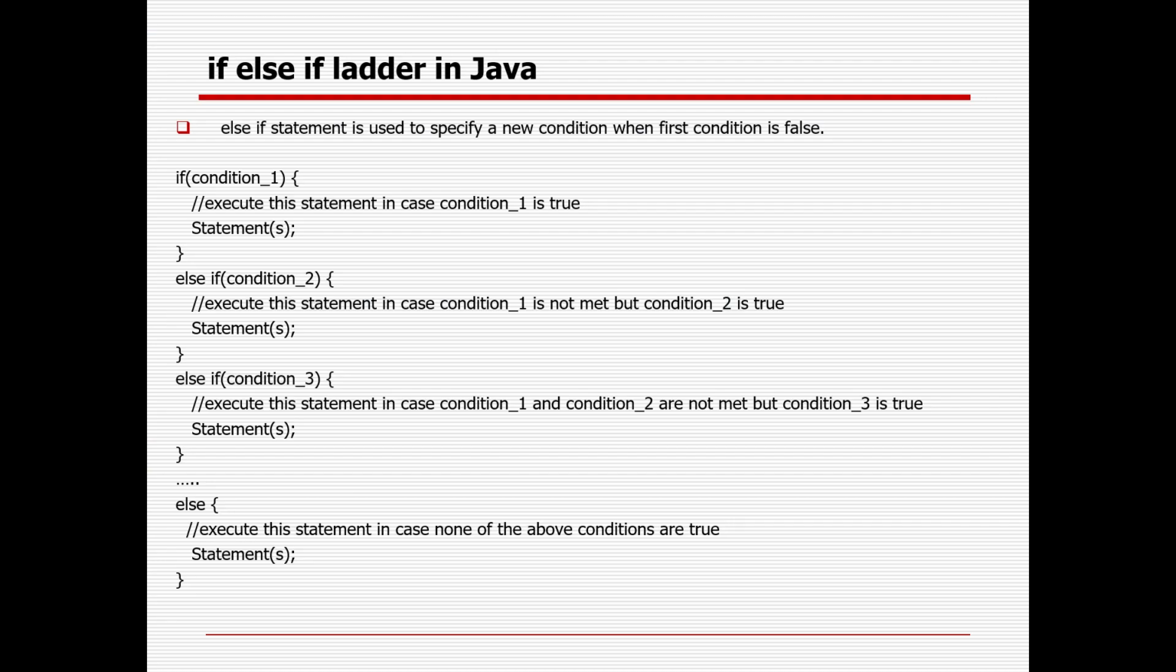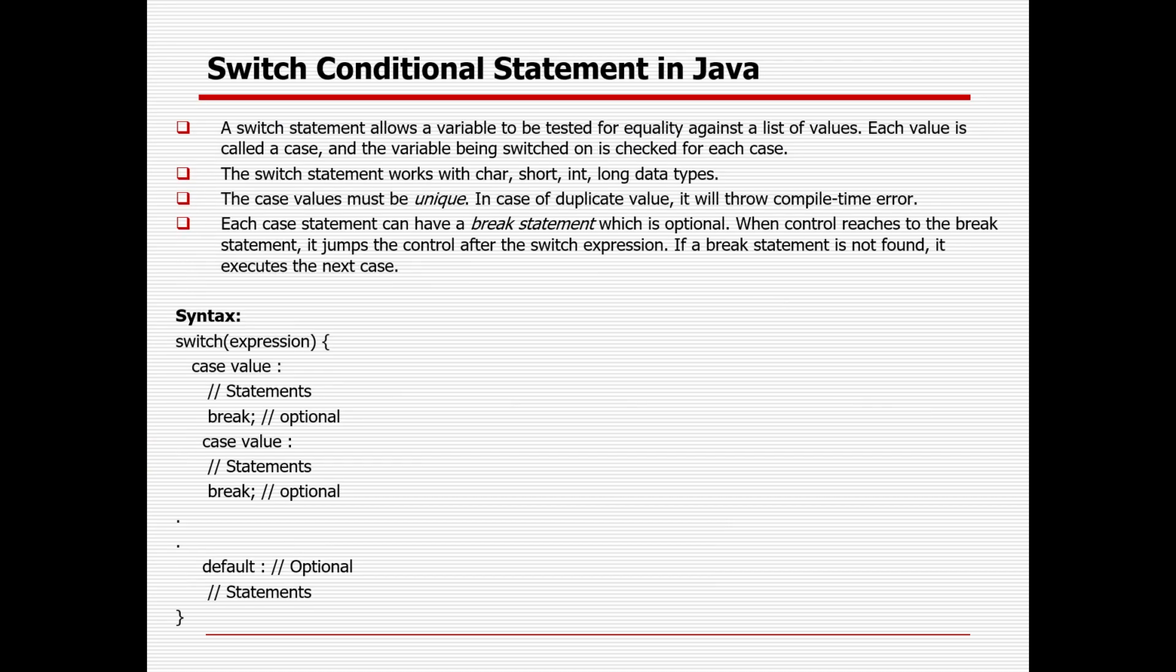Then the last conditional statement I will cover, which is the switch conditional statement. It is pretty much similar to the else if ladder, but in case you have more than 10 conditions, it is better to use the switch condition. A switch statement allows a variable to be tested for equality against a list of values. Each value is called a case, and the variable being switched on is checked for each case. A switch statement can work with different types of variable, such as character, short, integer, and long data types.